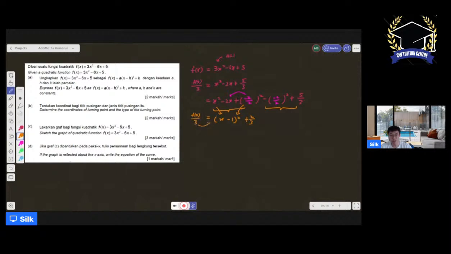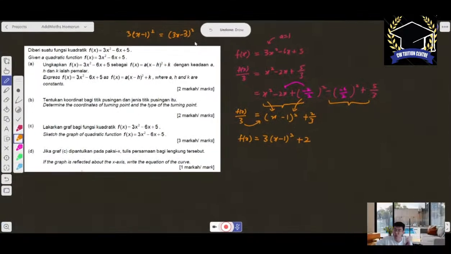Now, we bring the 3 over there. So f(x) is equal to 3 bracket x minus 1 square, don't multiply it inside, plus 2. You cannot multiply the 3 inside a square like this. You cannot say, oh, I get 3x minus 1, 3x minus 3 square. No, don't do it that way. Okay, don't do it that way. All right, so just leave it like that, that is enough. Okay, this is the completing the square. Can you see? 3 bracket x minus 1 square plus 2.